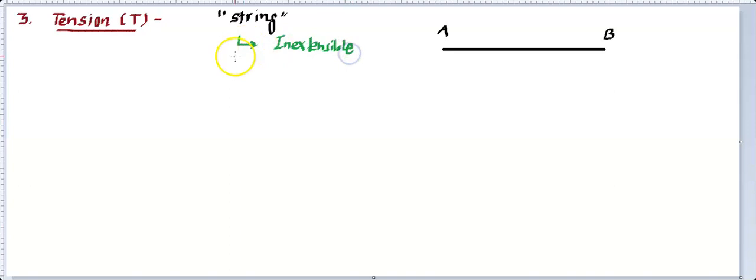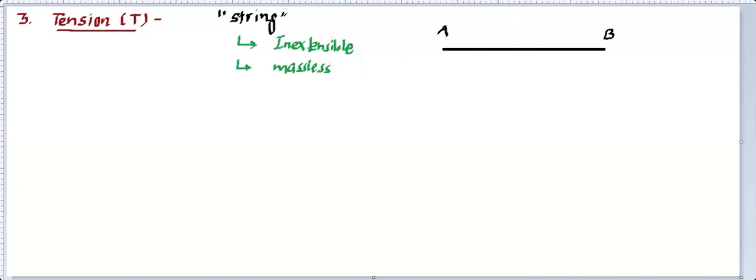What is the second assumption? It's massless. We will assume any string, any rope, any thread to be massless unless the question says that it carries mass. If the question says it carries mass, then we will drop this assumption and use that mass. Similarly, unless it says anything, we will assume it to be inextensible. If it says it is extensible, we will drop this assumption as well and work with the extensible property. Extensible means length can change.